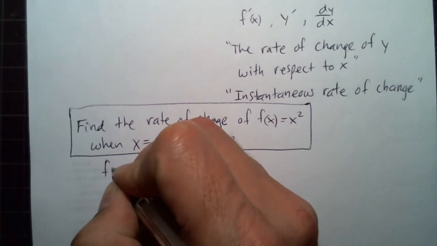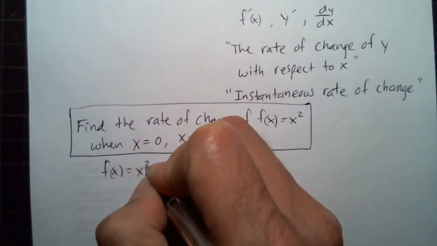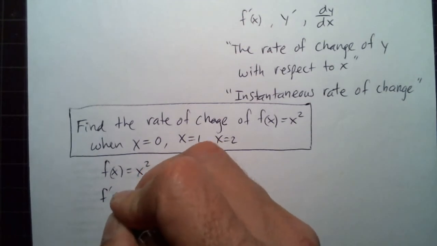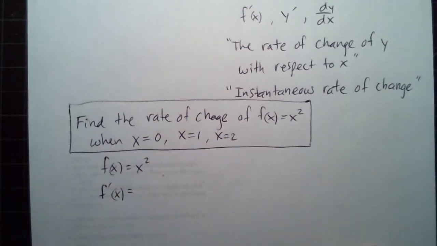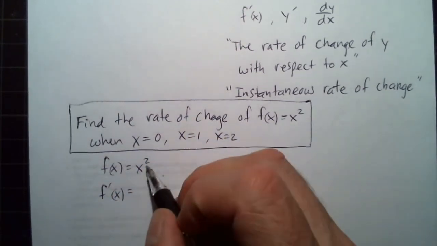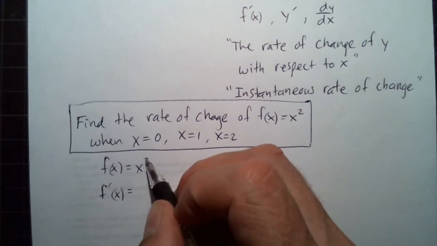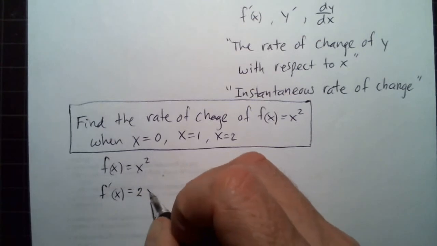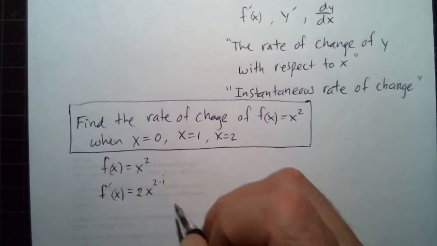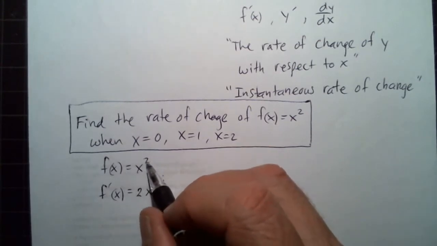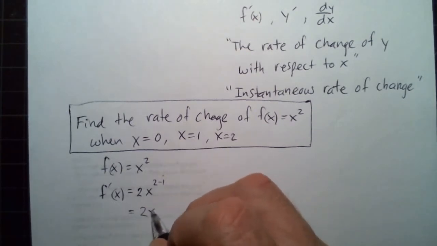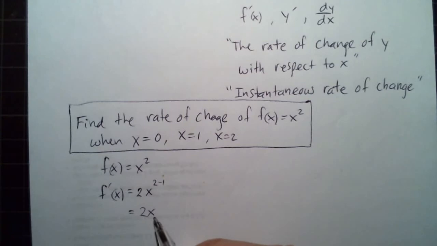So we have the function, and then we have the derivative, f prime, and this is what we do. Multiply by the exponent. So there's a 1 here. I'll go 2 times 1, and then 2 minus 1. So we multiply by the exponent and then subtract 1 from the exponent, and that gives us 2x. So that's called the derivative.